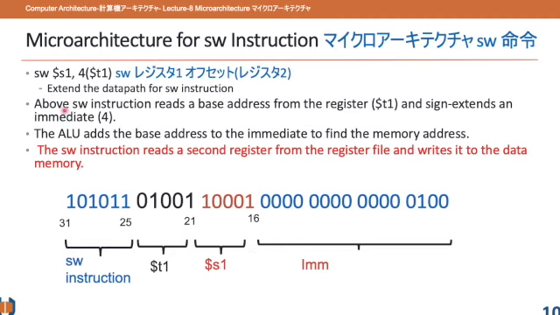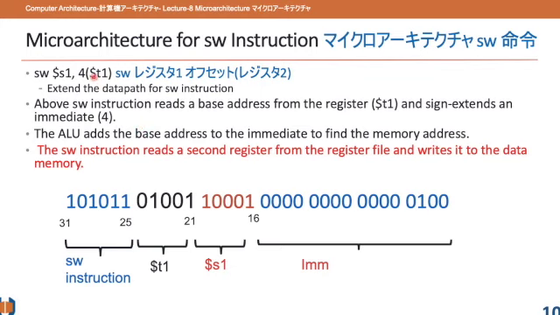Well, let's move on. Here is the instruction format: SW register 1, offset, register 2. Now we will extend our datapath for the load word instruction so that it also supports the store word instruction. A store word instruction stores the value from one register to a particular memory location. In this part, we will try to understand the datapath in the microarchitecture for the store word instruction.